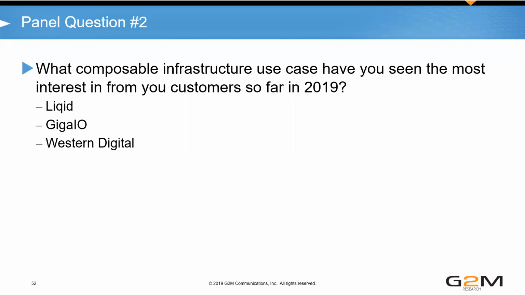Sure. I think 60 to 70% of our use cases in one form or another touch accelerators. And the math is pretty simple. The more expensive the resource, the more sense it makes to share and compose that resource. So without a doubt, our biggest application so far in 2019 has been around AI, ML, DL, those kinds of applications that leverage large quantities of accelerators.